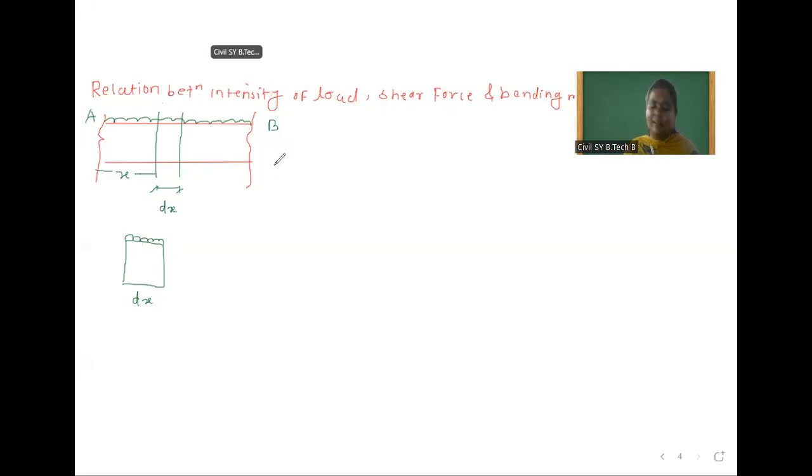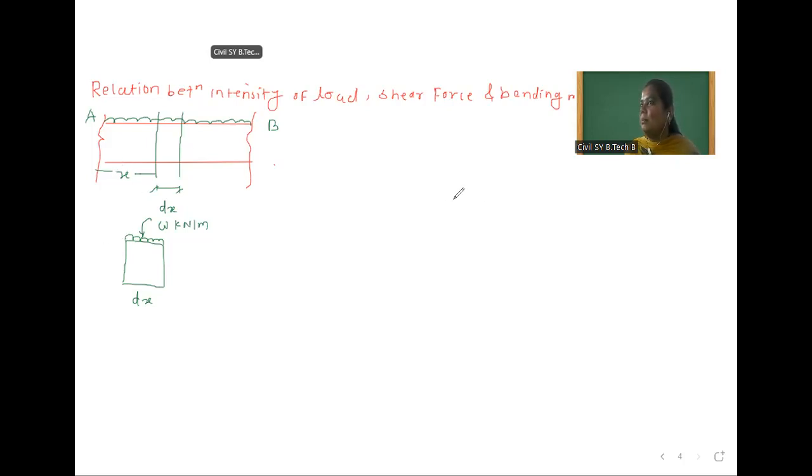Not too much derivation here, less derivation, one or two steps. Please concentrate here. Here a uniformly distributed load of W kilonewton per meter is applied. So when we cut this, shear force and bending moment will come.